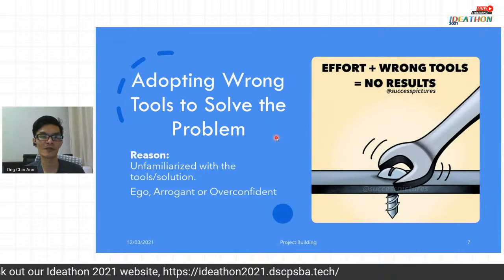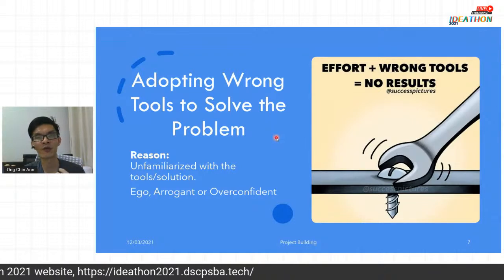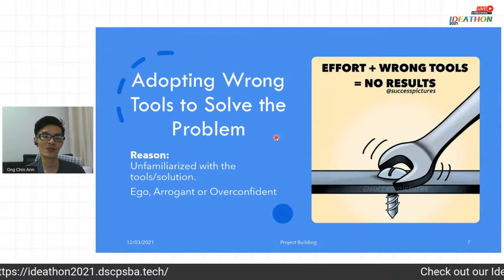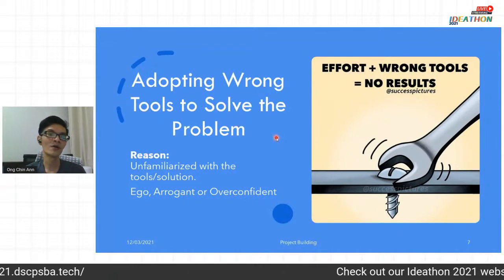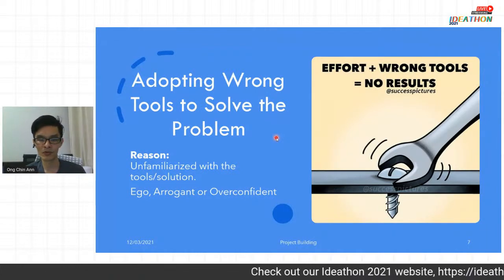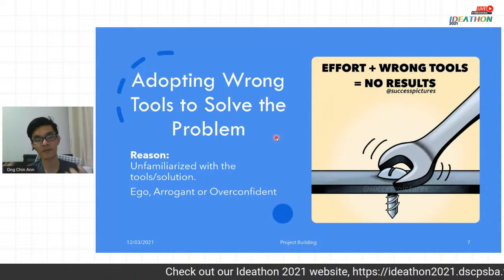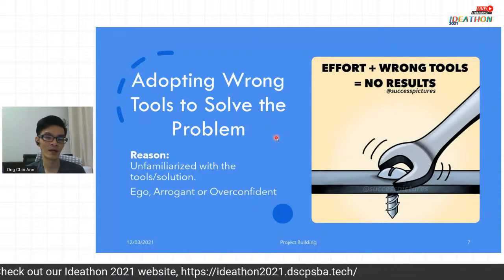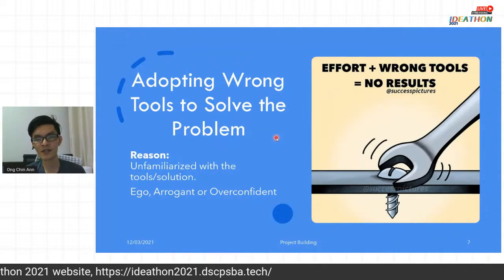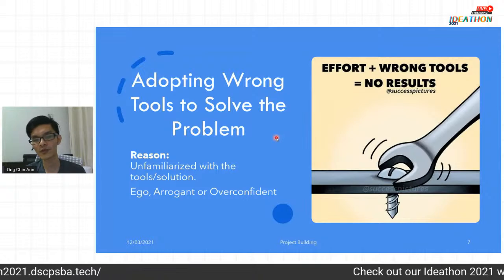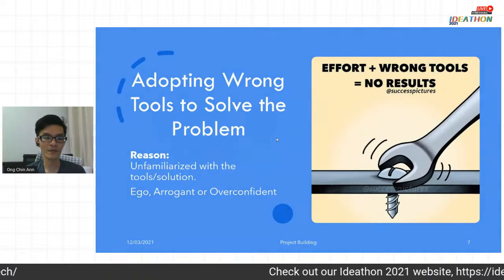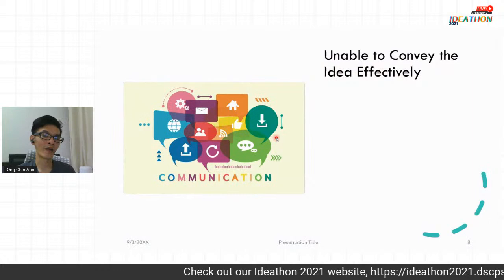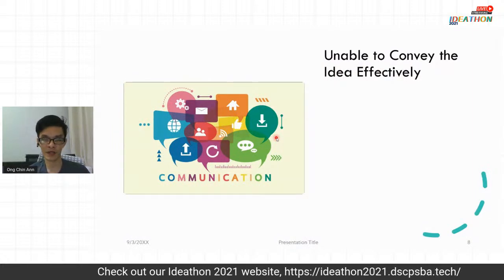It's just like a virus, so vaccines sometimes may not work with newer viruses. So the idea is more or less the same. You may need to open up your heart to accept new technology, new solutions, and try to apply it to the problem, right? In that sense, you have to make sure that you yourself will be familiarized with the tools and the solutions. And the fourth one will be being unable to convey the idea effectively, right?